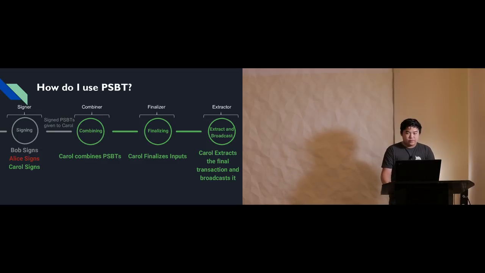And lastly, Carol is going to use those final script sigs to make the final transaction and then broadcast it to the network. And so all of this is done with PSBT and various software. Alice, Bob, and Carol didn't really have to input anything extra except their private keys. And usually the wallet software handles your private keys for you anyway.